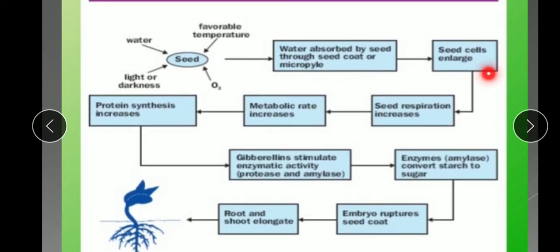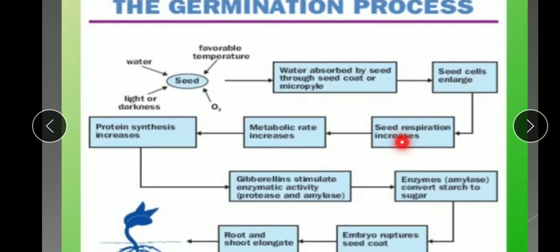So further, by the entry of the water, metabolic activities start inside the seed. So respiration increases in the seed and the metabolic rate also increases, meaning that inside the cell the respiration process starts and metabolic activity also starts. Due to that, energy is produced. Now further, protein synthesis also increases in the cell, enzymatic activity also starts. So as the water enters into the seed, all these activities start simultaneously.